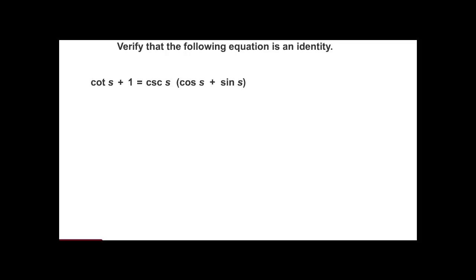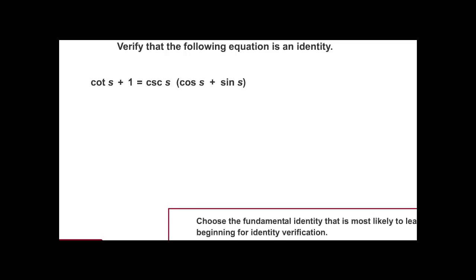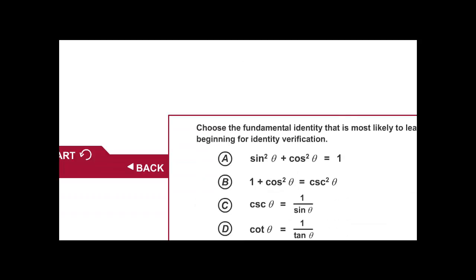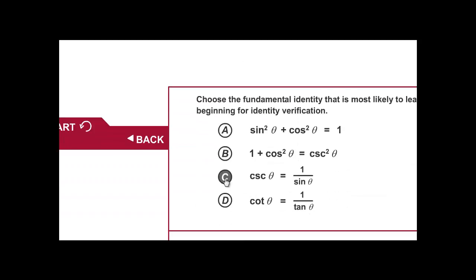Although there is no substitute for experience when it comes to verifying identities, some helpful hints can get us started. One hint is to begin by trying to rewrite the more complicated side of the equation so that it's identical to the simpler side. Recall the list of fundamental identities. Choose the fundamental identity that is most likely to lead to the most direct beginning for our verification.